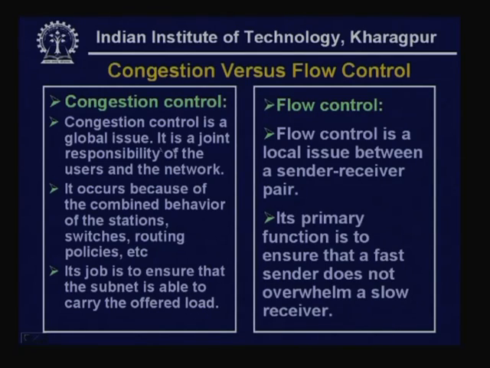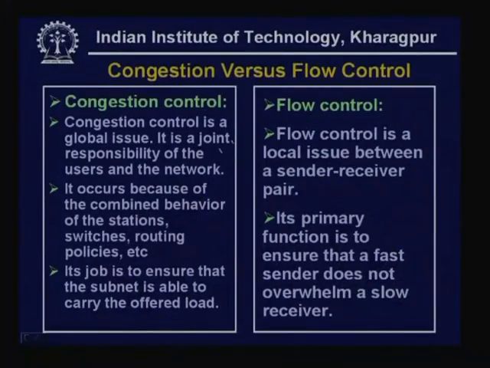Let us take an example when congestion can occur. Suppose you have got 1000 nodes and they are sending at the rate of 1 megabit per second. In such a situation, when all of them start sending at that rate, or maybe at a lower rate, congestion will occur.